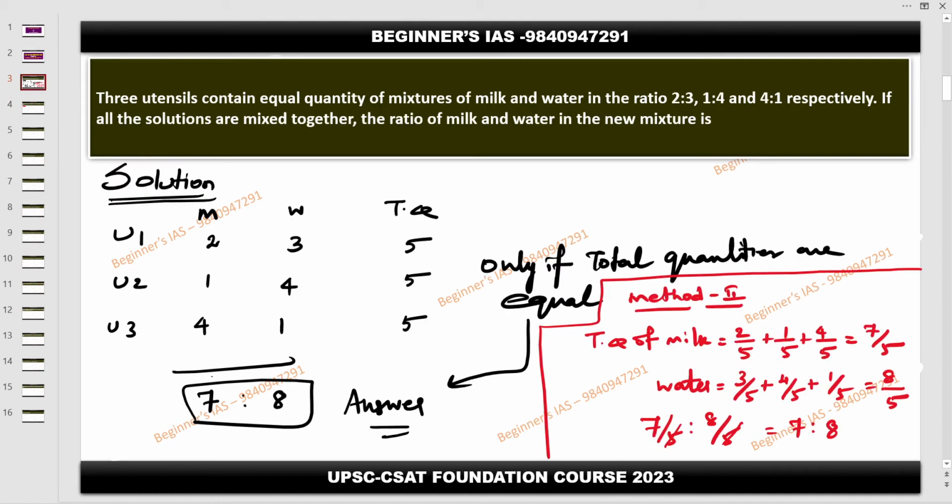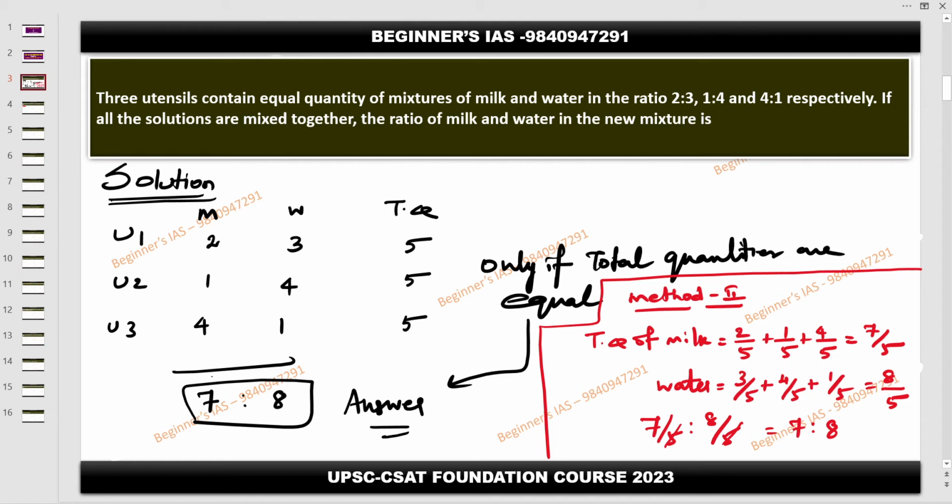Listen, here it is method 2, that red color method. You can go with that method 2, or else you can go with method 1 also. In method 1, only if the total quantities are the same, then the answer is the ratio of the sum of the milk and the sum of the water. That shortcut we have seen in the last class itself.